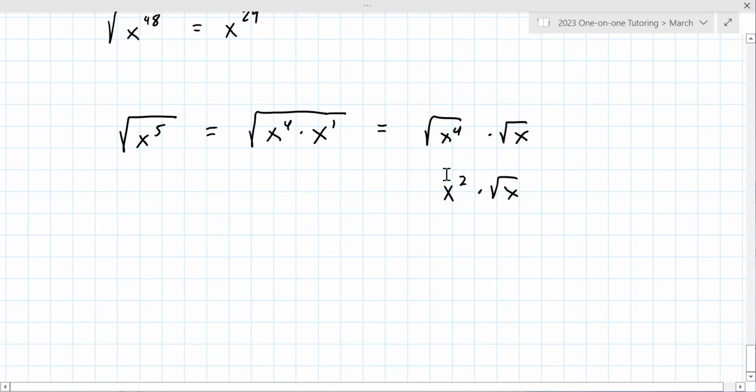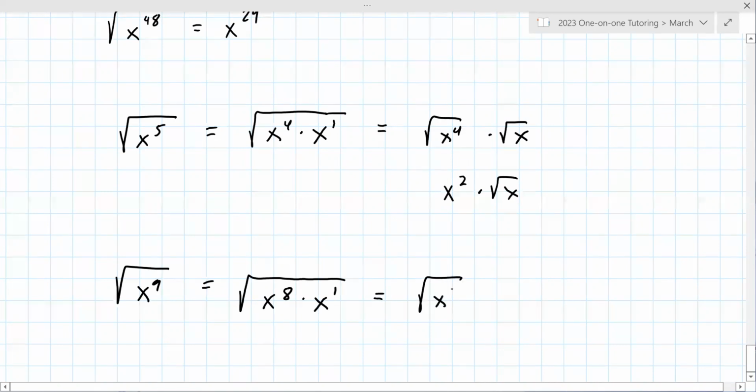Okay, so let's do another one here. Let's say it's x to the 9th. This is really the square root of x to the 8th times x to the 1. Do you agree with that? Do you see how I got that exponent? The square root of x to the 8th times the square root of x. What is the square root of x to the 8th?